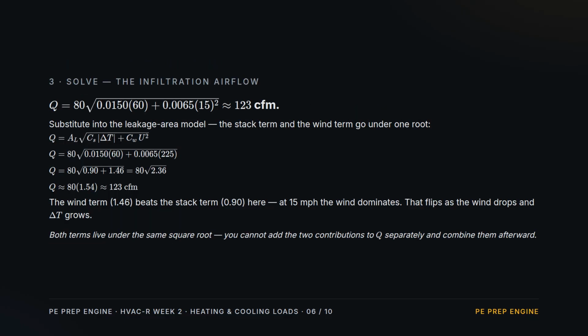Solve. Part 1. The airflow. Drop the numbers in. The stack term is 0.9. The wind term is 1.46. Under the root, that sums to 2.36, whose square root is about 1.5. Times the 80 square inch leakage area gets roughly 123. Notice the wind term outweighs the stack term at this wind speed.